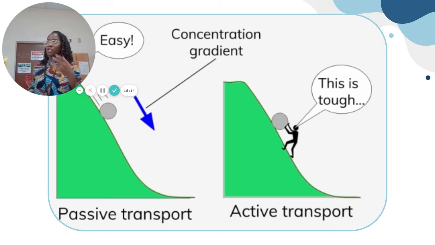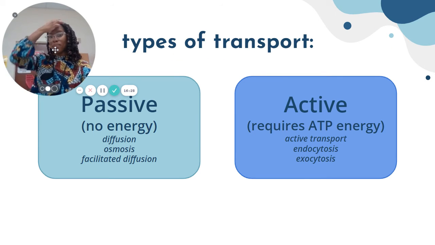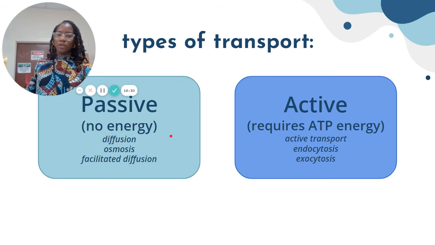Your small intestine does this whenever there's all this glucose in your intestine, but it still has food to take up. It's still going to take up that glucose, but it has to do it in an active way, which means it has to spend energy doing that. So again, passive transport, no energy.